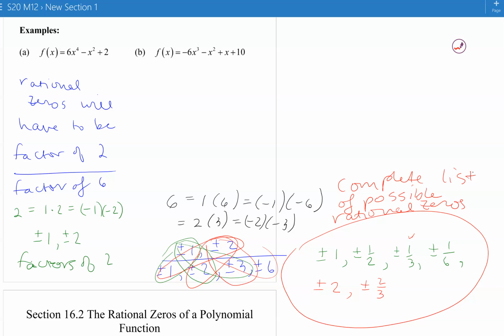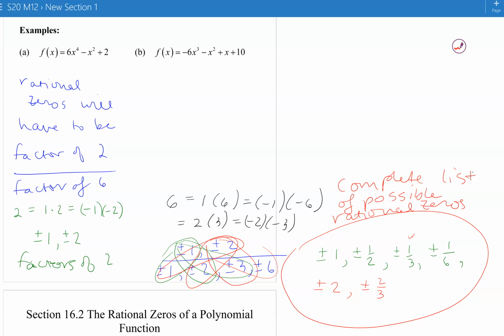So this list gives you a place to start testing numbers to see if they are rational zeros. If you run through this entire list and none of them work, then this function does not have a rational zero. Okay, it's conclusive. This list is complete. If you try every single one and none of them work, this function does not have a rational zero. Okay, it might have a pair of complex conjugate zeros and a pair of irrational zeros.